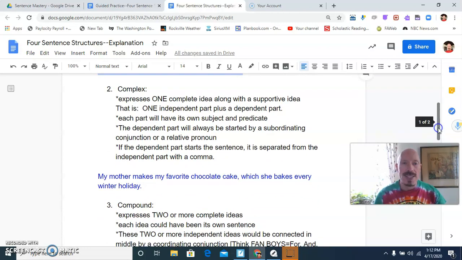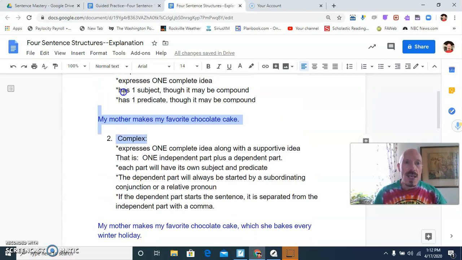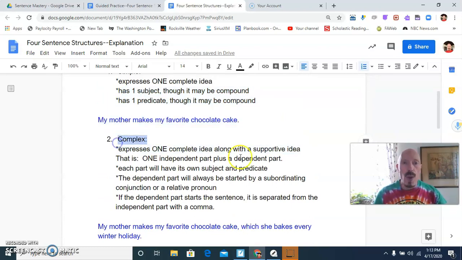A complex sentence is when you express one complete idea plus a supportive idea. One part is independent, the adult, that can be all by itself. But then there's a dependent part, the part that can't be by itself without the other part. But the thing is, each part, whether it's independent or dependent, has its own subject and its own predicate.